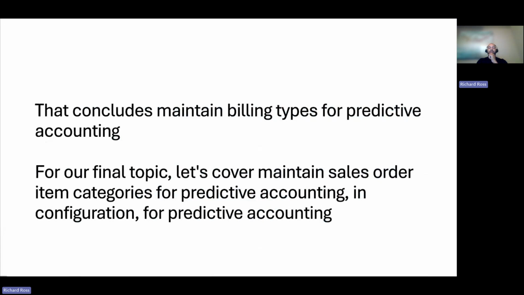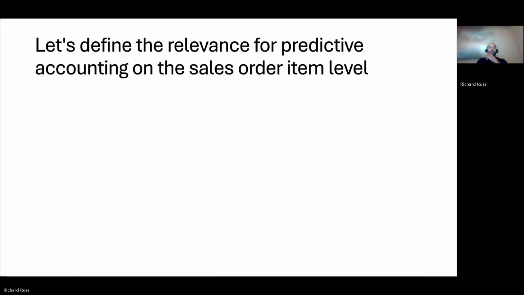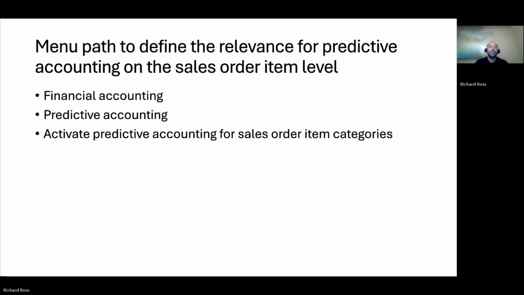For our final topic, let's cover Maintain Sales Order Item Categories for Predictive Accounting in configuration for predictive accounting. Maintain Sales Order Item Categories for Predictive Accounting. Let's define the relevance for predictive accounting on the sales order item level. Menu path: financial accounting, predictive accounting, activate predictive accounting for sales order item categories.